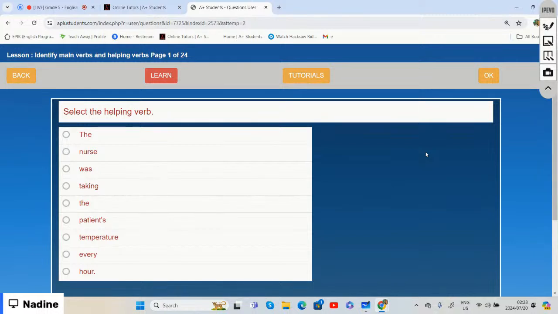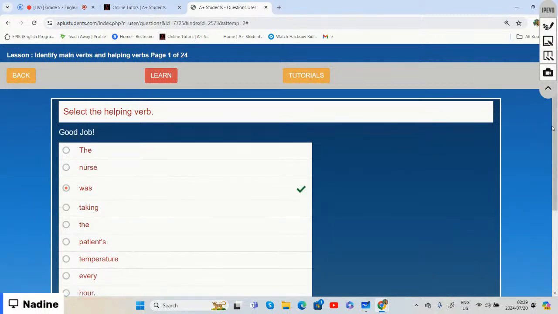All right, and if we were to choose the correct helping verb, and then we are going to choose was, that is correct. Well done. Was is correct, and it is helping the main verb, which is taking. So the nurse was taking the patient's temperature every hour. So well done. Was is correct.